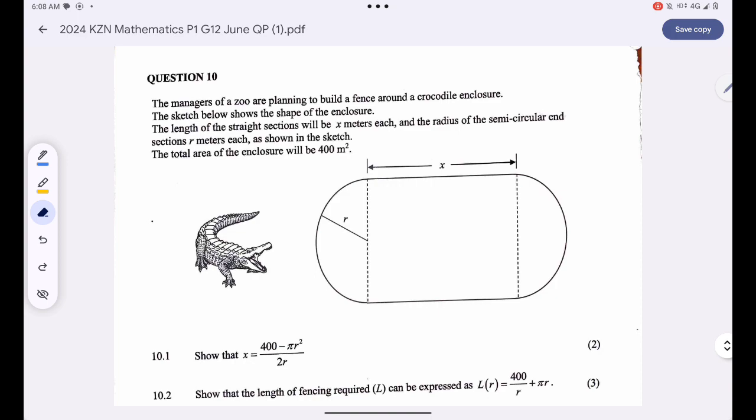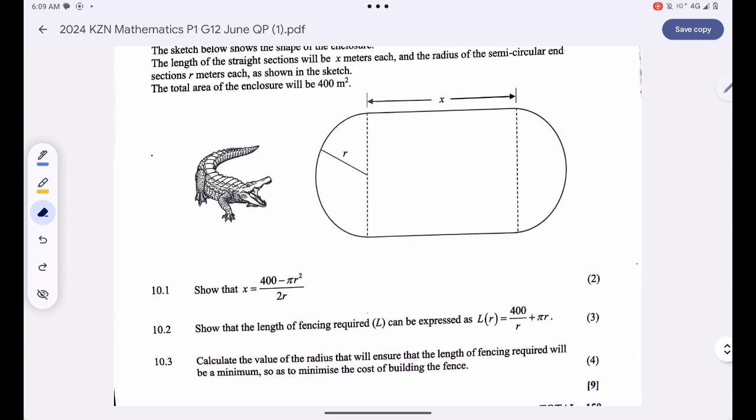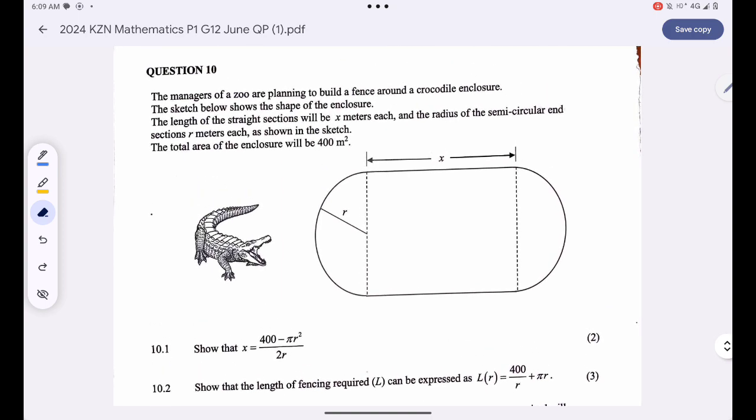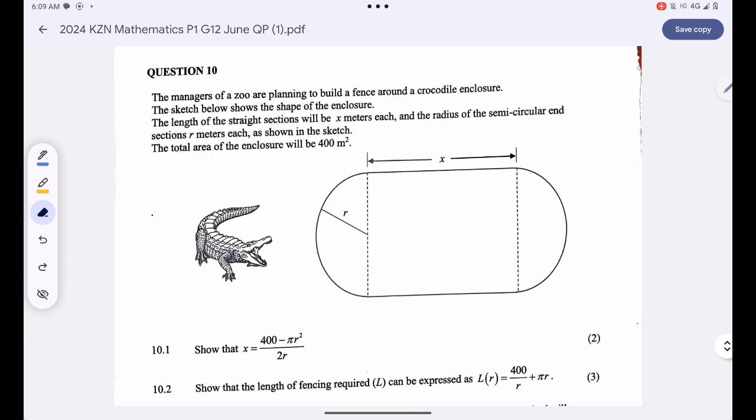In this video, I'll be tackling the 10th question from the mid-year examination, which was written in the province of KwaZulu-Natal in the year 2024. Yes guys, this is the last question on our mathematics paper 1. Please do expect 10 videos. Each and every question will have its own video. And please guys, do take this seriously.